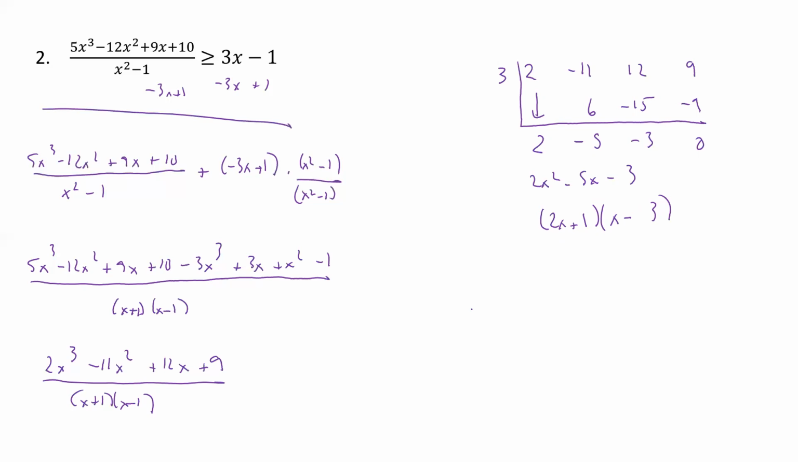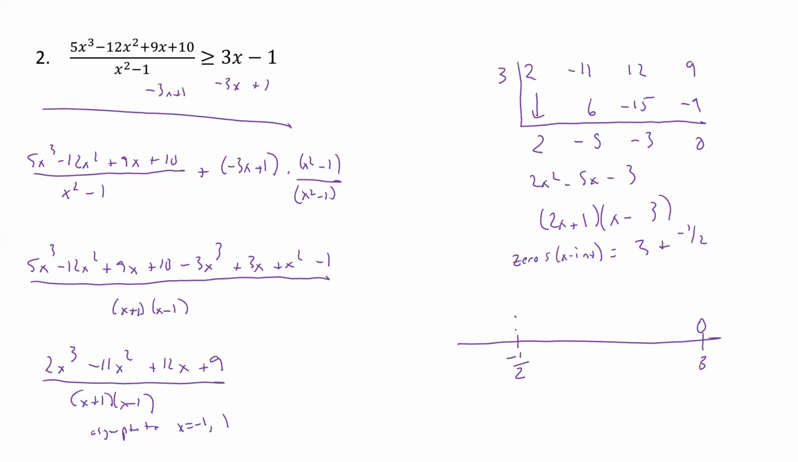And so my zeros, which are the x-intercepts anyway, are going to be 3 and negative 1/2. My asymptotes are going to be x equals negative 1 and positive 1. And so what do I have? Well, here at 3, that's a 0. Then over here at negative 1/2, well, that's a 0. At x equals negative 1, that can't happen. Over here at x equals positive 1, that can't happen.